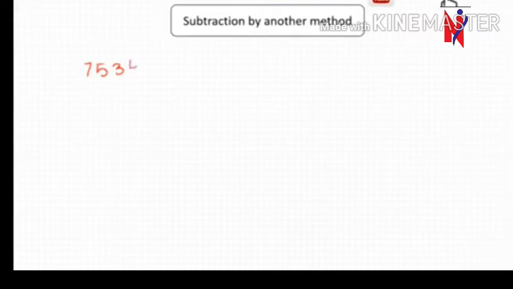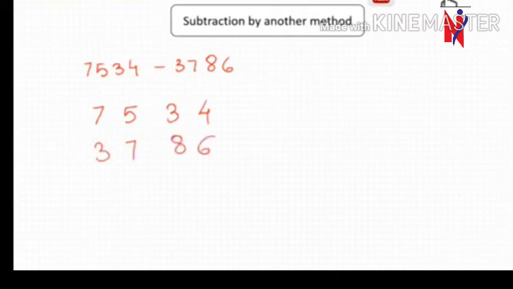Let's see. First number is 7,534 minus 3,786. Now let us write this number. This is an example sum, okay children? 7,534 minus 3,786. See, can you minus 4 from 6? No. In the traditional method, which is our old method, what do we do in it?